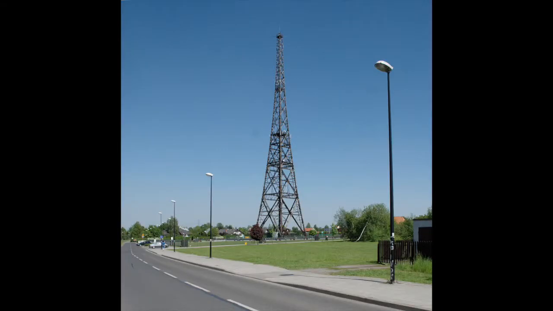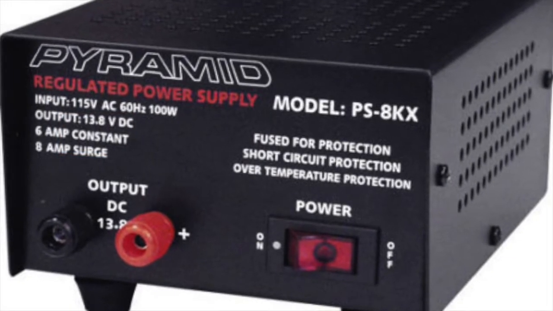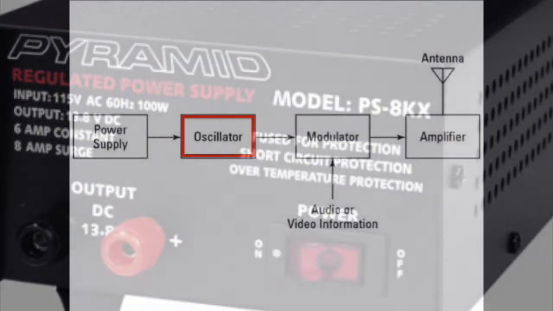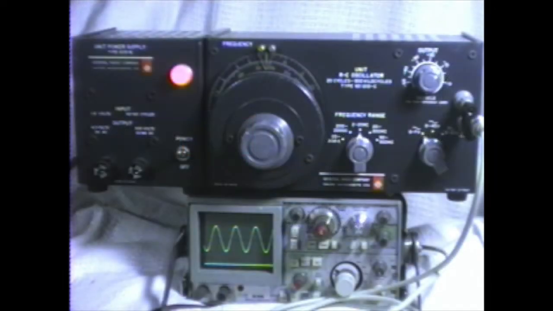Here we have a transmitter. There are several elements that work together to generate radio waves that contain useful information, such as audio, video, or digital data. The first part of the transmitter is the power supply, which provides the necessary electrical power to operate the transmitter. Then, the oscillator creates alternating current at the frequency on which the transmitter will transmit.